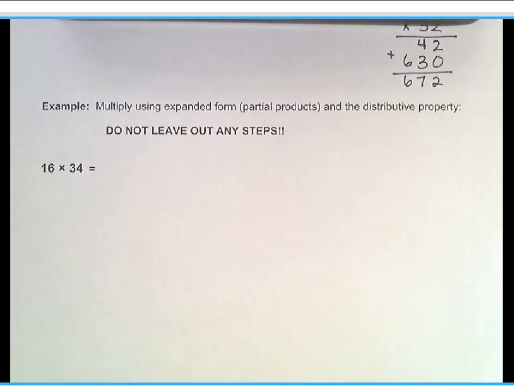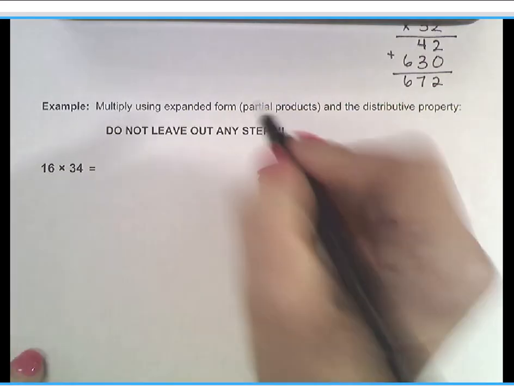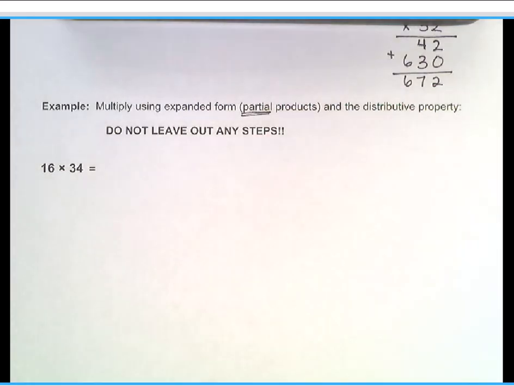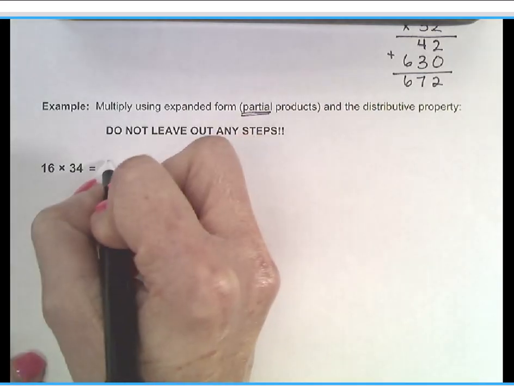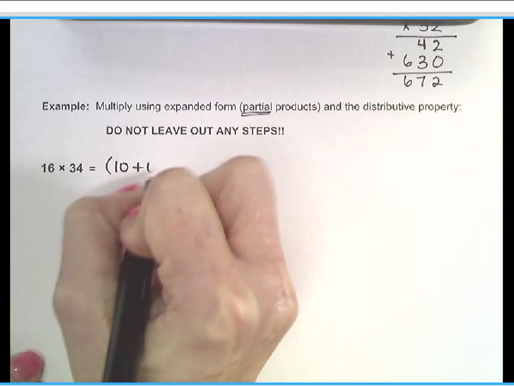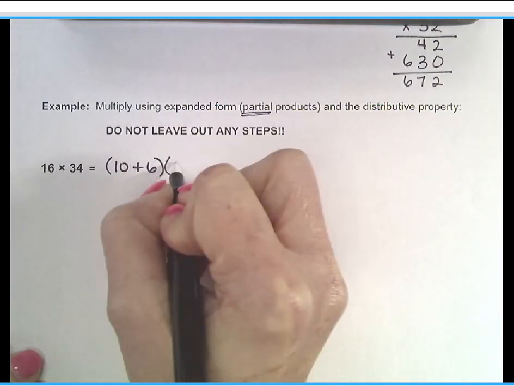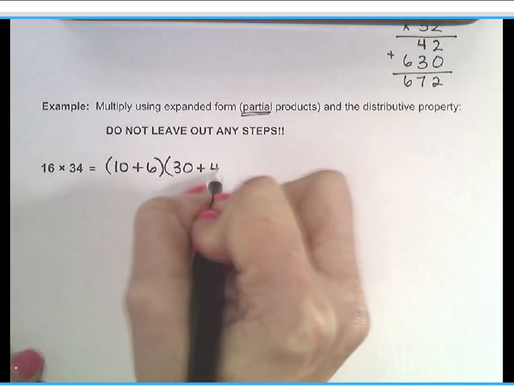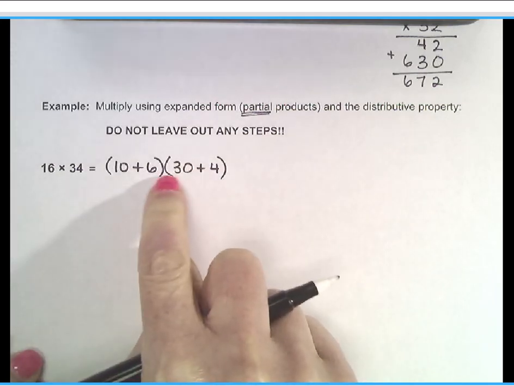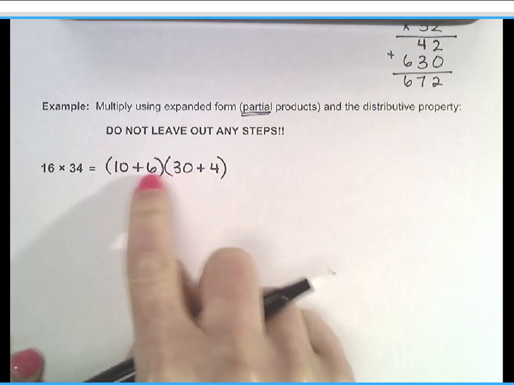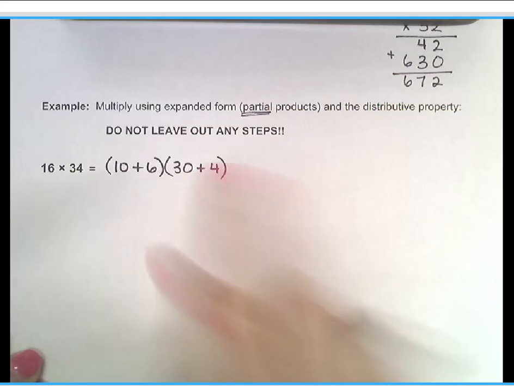So we're going to do 16 times 34. We're going to do partial products, because similar to how we did it in the previous problem. And it says don't leave out any steps. I want to see all of the work. So the first thing we're going to do is we're going to rewrite 16 as 10 plus 6. And we're multiplying that by 30 plus 4. So notice, you see how the parentheses are butted right up against each other? That's multiplication. But inside here we have addition. So 10 plus 6, 30 plus 4.